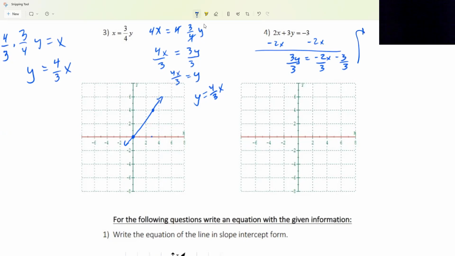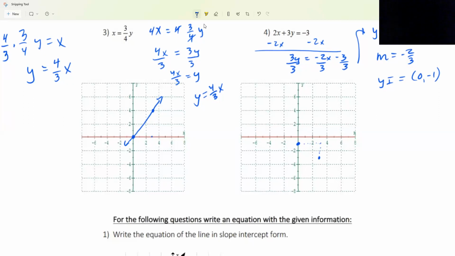Okay, and when I do that, it's going to give me y is equal to negative 2/3 x minus 1. All right, so I know my slope here is negative 2/3, and I know my y-intercept is going to be (0, negative 1). All right, so let's start with the y-intercept. That's that point right here. So let's go over 3, and then let's go down 2. Okay, so that's going to put me right about here.